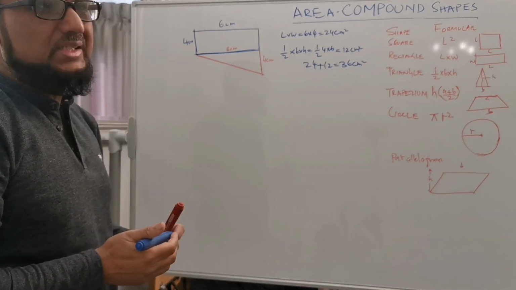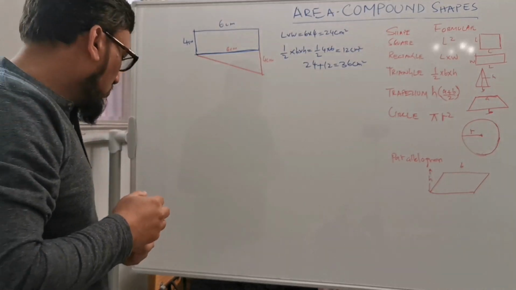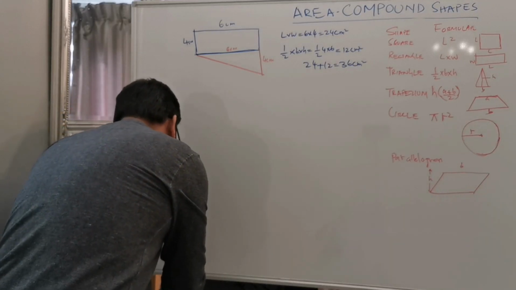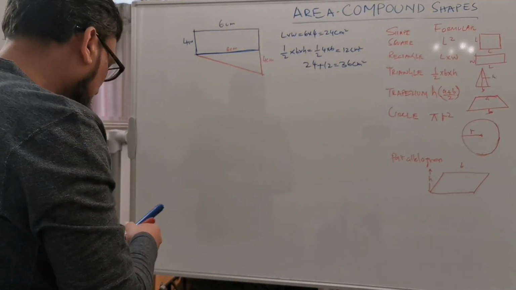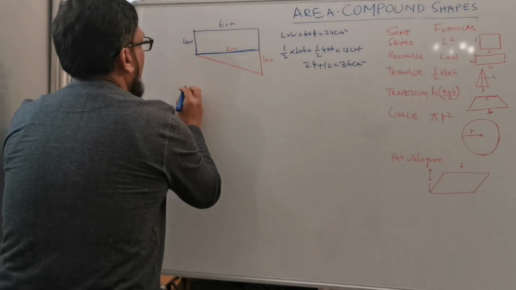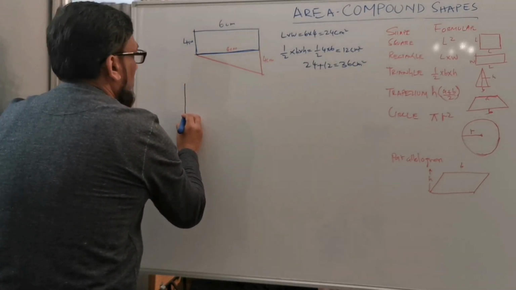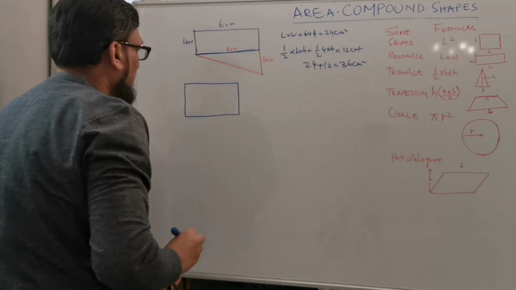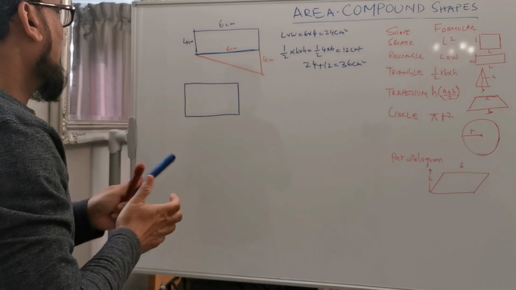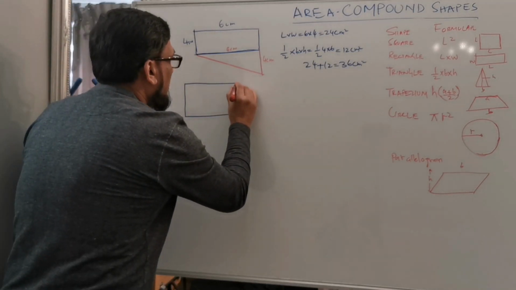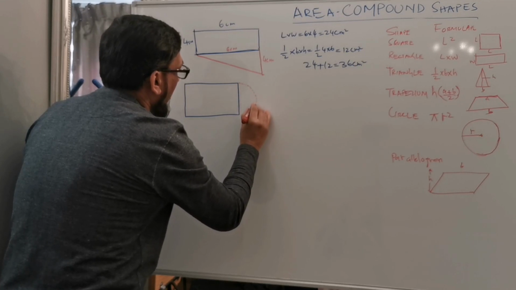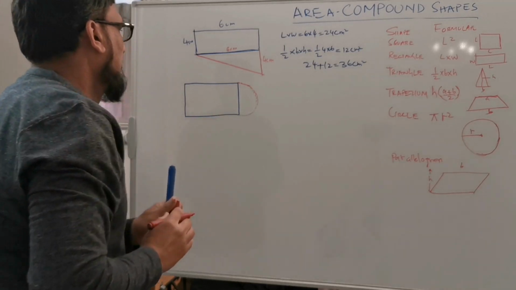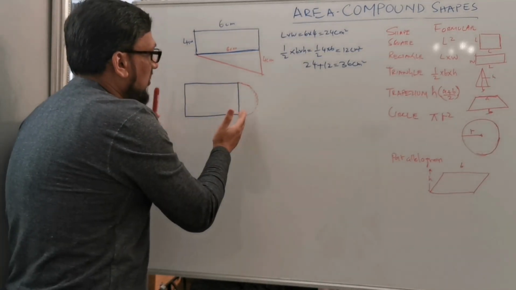So this is the basic example. Now I'm going to move on to more complex compound shapes. Let me take another example. I'm going to take this one. This is the rectangular shape, and this one is joined with a circle.